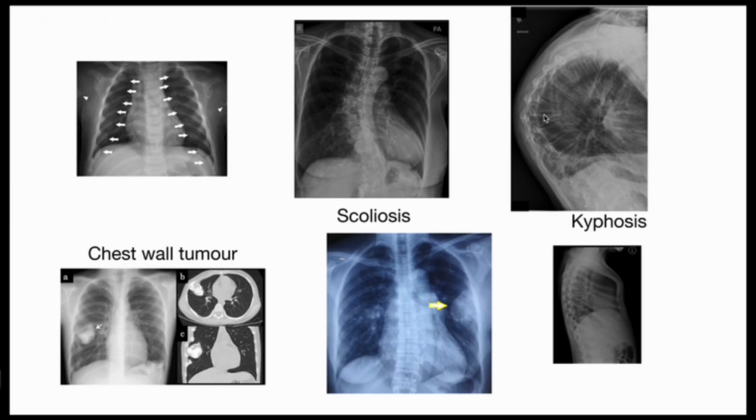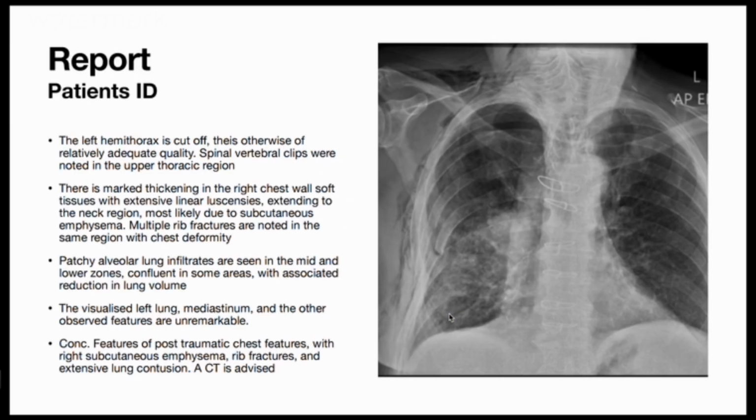The other aspect, of course, of the bones is the soft tissues, and tumors like this may be demonstrated originating from the bone, and these are best demonstrated by a CT scan. So if you are thinking about a report of such a radiograph, in summary, we talk about the quality of the radiograph, and here we say probably the left hemithorax was cut off, but otherwise, the other thoracic elements are shown.